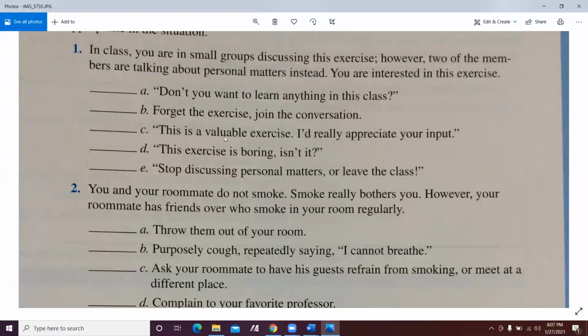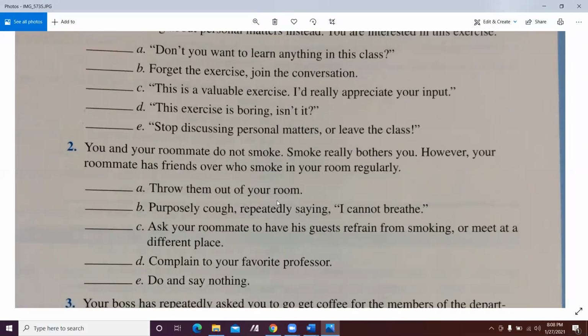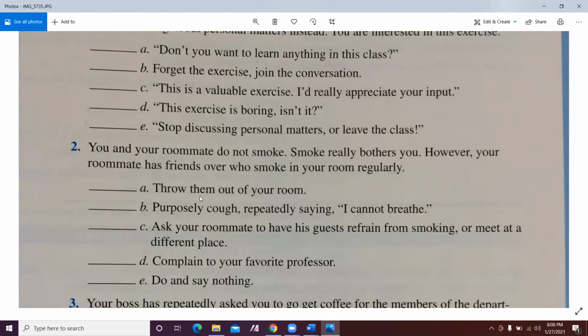All right. You can consider these your actions. This is a problematic situation, and then there are alternative actions available for you to take. Go to number 2. In this situation, you and your roommate do not smoke. Smoke really bothers you. However, your roommate has friends over who smoke in your room regularly. Action A: throw them out of your room. That is aggressive.